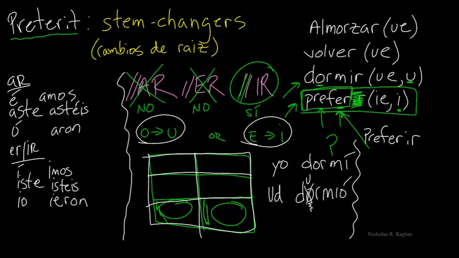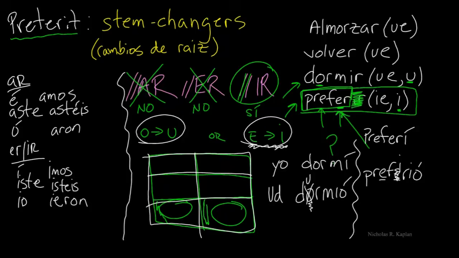We'll do it in the yo form again. Take off our ending and add the appropriate ending, preferir. No stem change because in the first box we don't have it, and we'll do the usted. Take off our ending, and we have 2 choices here. We go with the second one, so we'll take that out, and we know that it changes from E to I when we're in the preterite. Prefirió. Oh, forgot my accent.